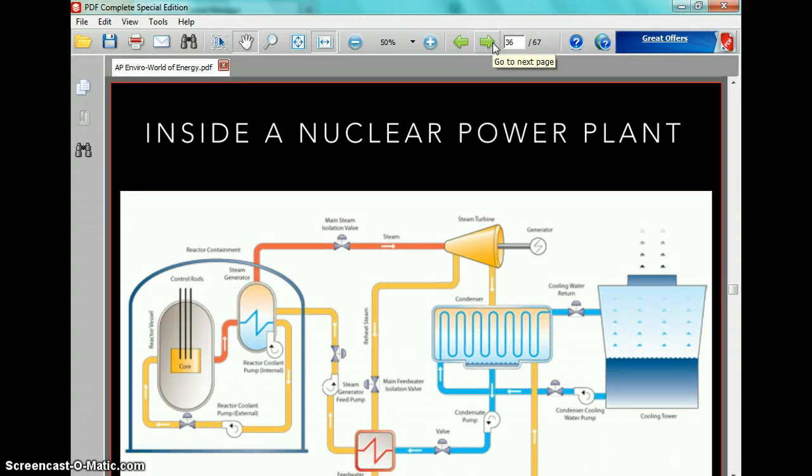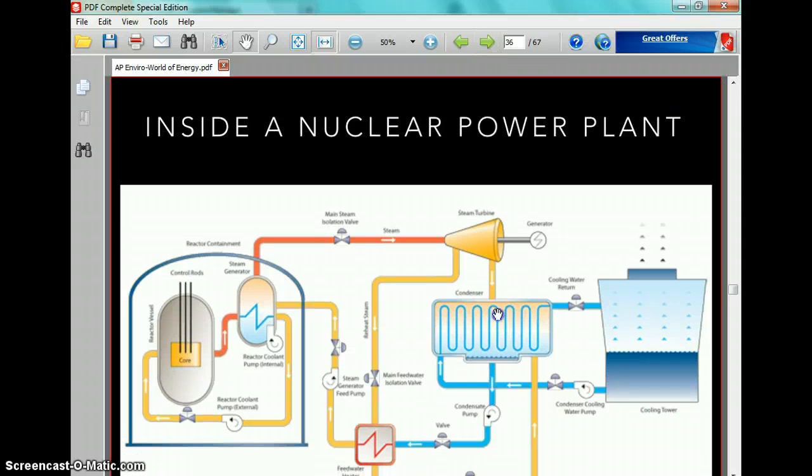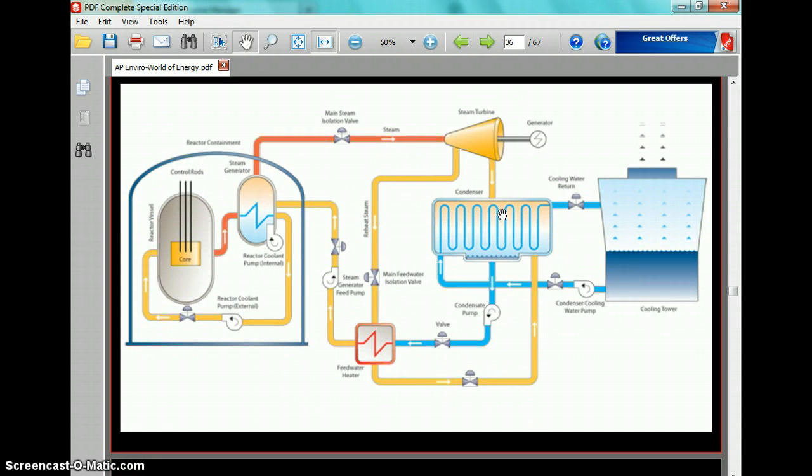The next type of nuclear power plant is called a pressurized reactor. Water is put inside of a pressure vessel inside of the reactor, and heat is placed around it, and then it's heated, and that pressure turns the water into steam to turn a turbine.